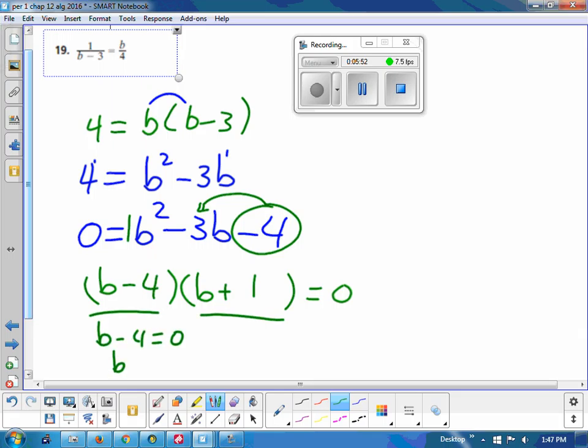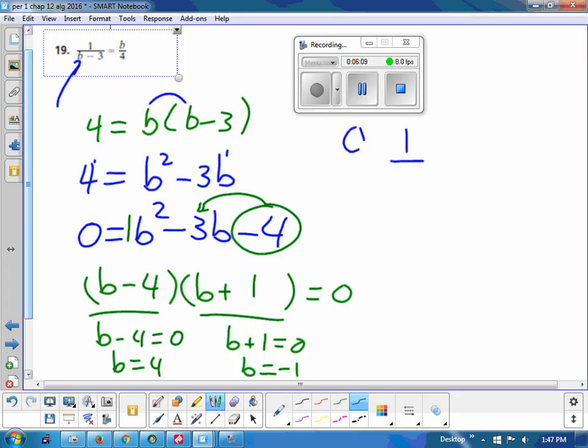You get b equals 4 here, and b plus 1 equals 0 is going to get you b equals -1. So you have b equals 4 and b equals -1. And I don't see a problem up here. If it was 3, we'd have an issue. But let's see if it checks.